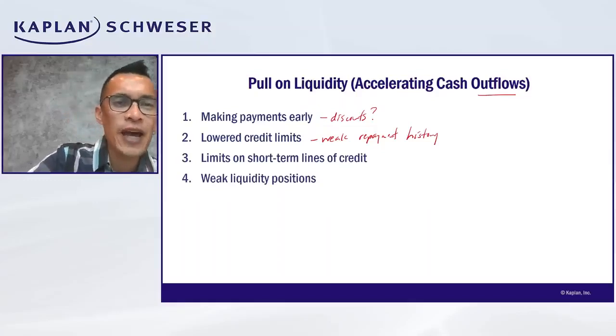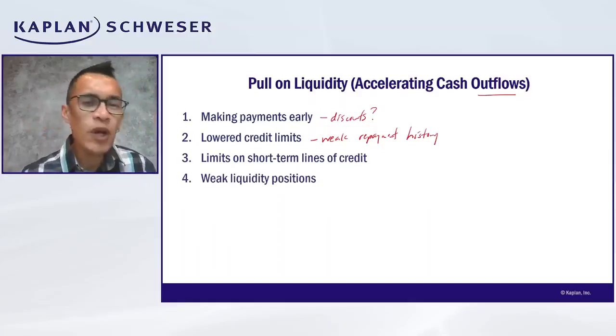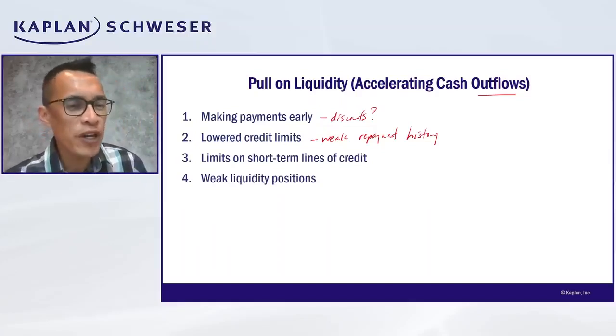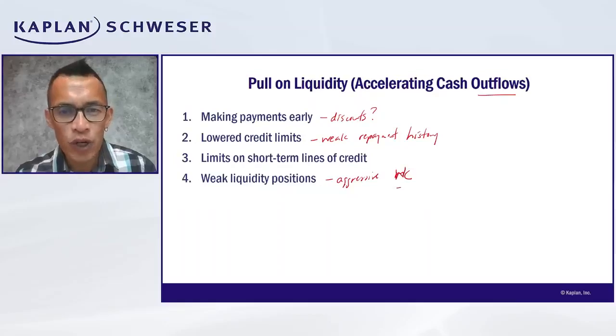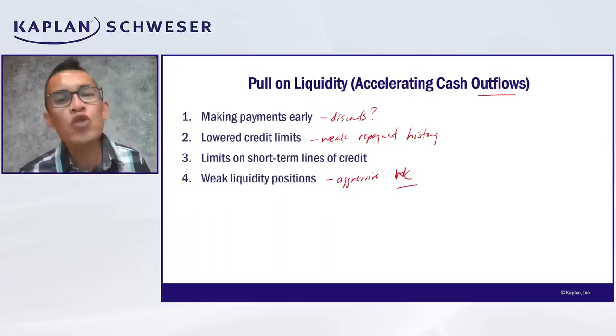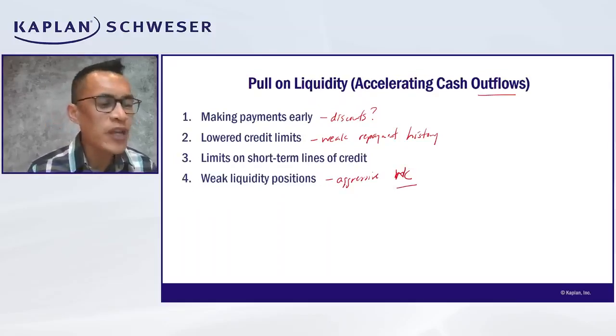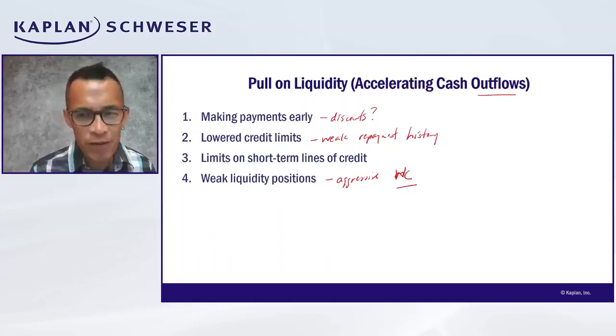Also, in this last point, in a deliberate fashion, some companies have weak liquidity positions because they engage in aggressive working capital management policies, right? So, working capital management techniques here. They try deliberately to maintain minimal cash balances to avoid cash drag, for instance.